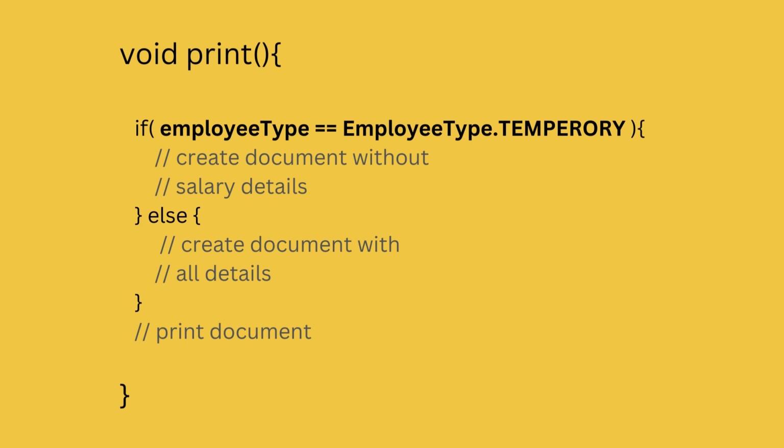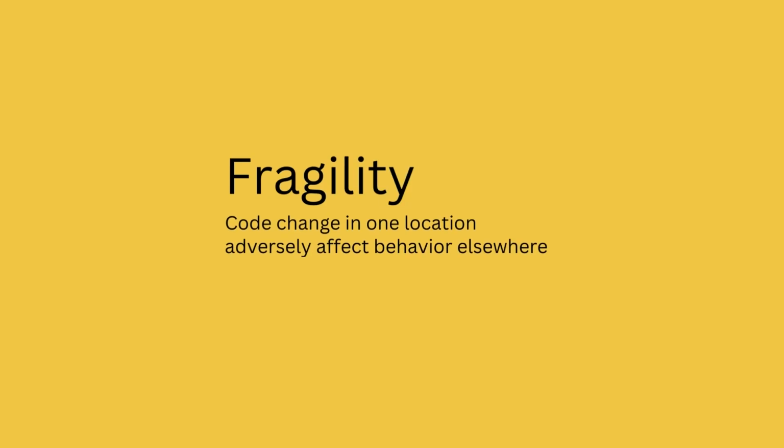So they introduced an if statement like so: if employee type equals EmployeeType.TEMPORARY, then generate a document without salary details, else generate a document with all the details, and finally print the document. And this was a disaster. As soon as the code touched the servers, the payroll team started getting printouts of employee details without salary information. This is an example of fragility, where a code change in one location causes an undesired behavior elsewhere.